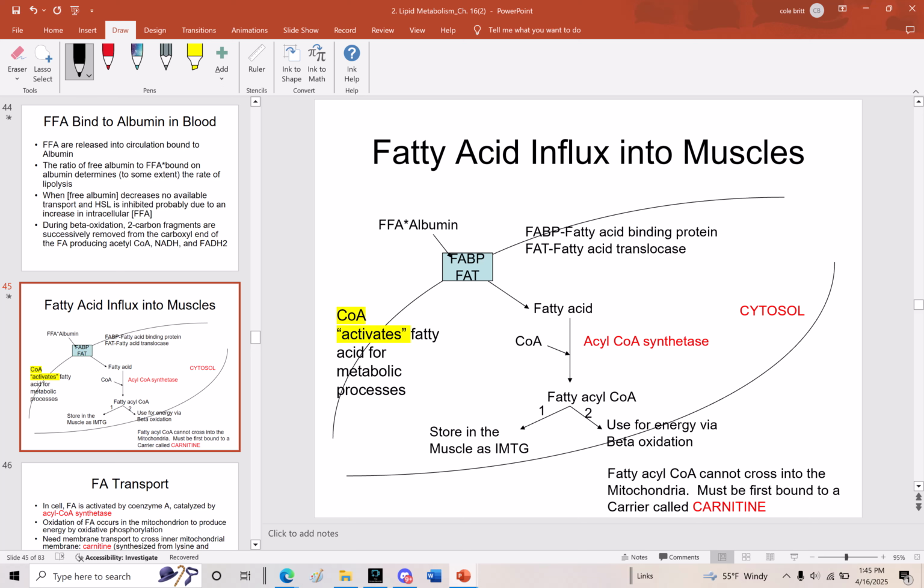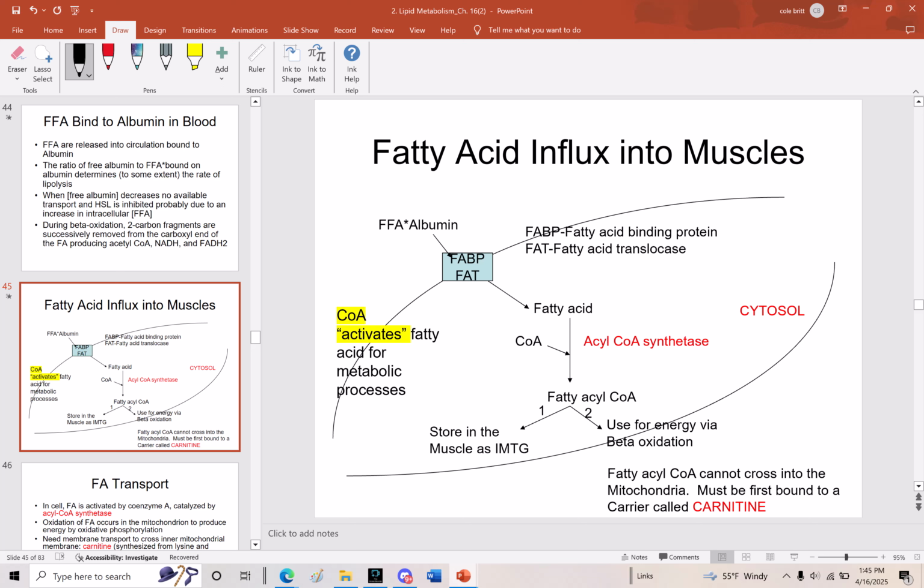So here's the fatty acyl-CoA, and that's added using this acyl-CoA synthetase. This is not a really important enzyme. I definitely won't ask you about this one. But it's the enzyme that's going to add the coenzyme A to the fatty acid. So now we have fatty acyl-CoA.